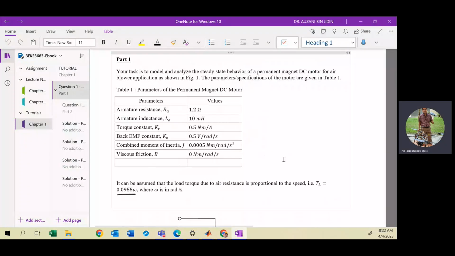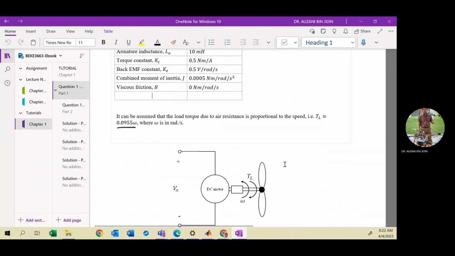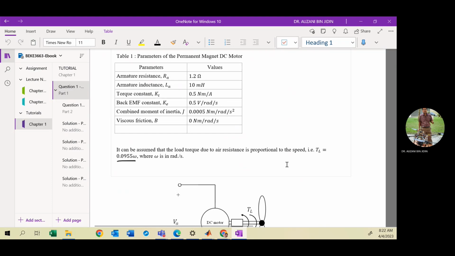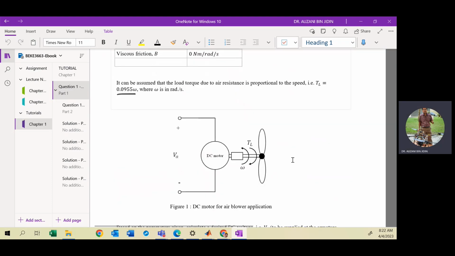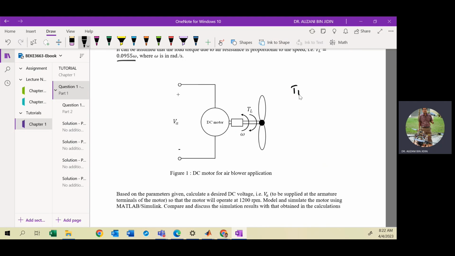Okay, so for tutorial one, you need to model an adjustable DC motor to control the speed of a DC motor for a fan application. This one is an air blower application. So actually, it will create a load profile, where the load profile is PL, the load torque. Depending on the application, it will create air resistance.